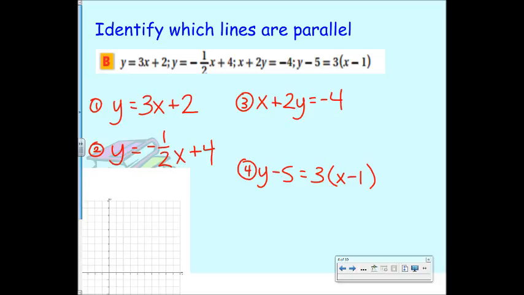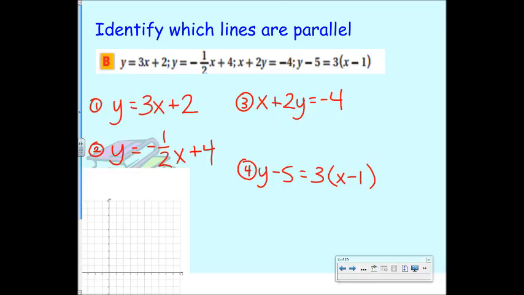All right, so I need to figure out which ones are parallel, which means I need to look at their slopes. I need to figure out if their slopes are the same. And the y-intercepts have to be different. Okay, so 1 and 2 are already in what format?